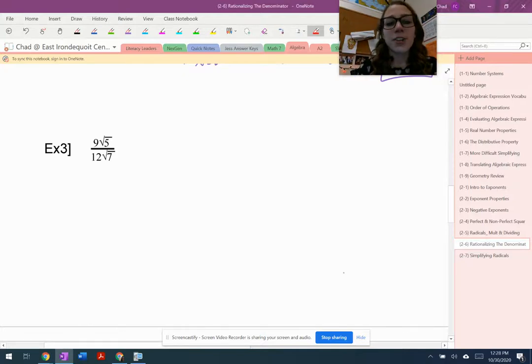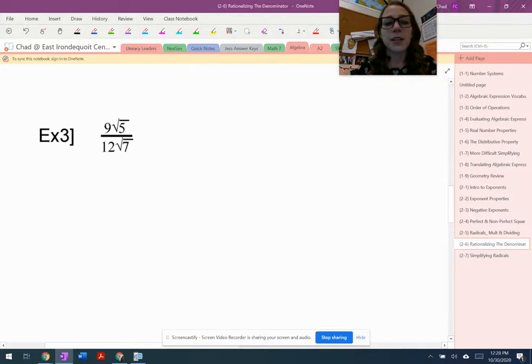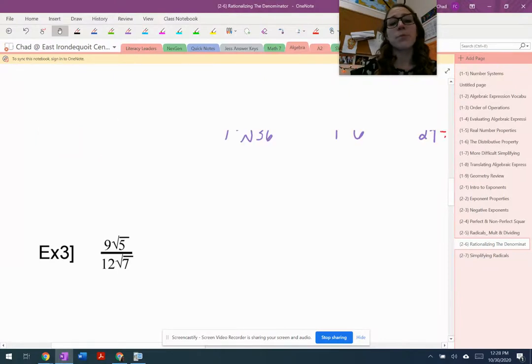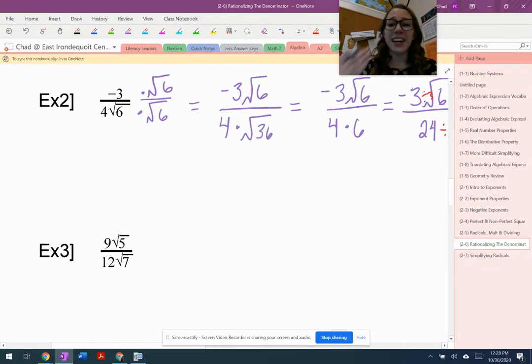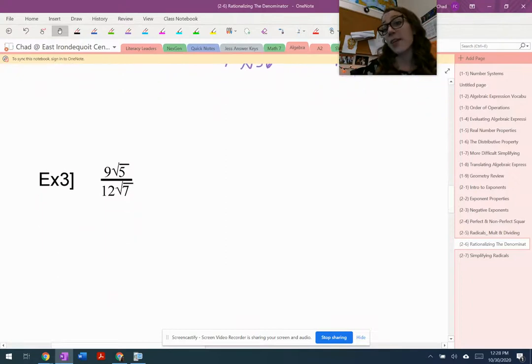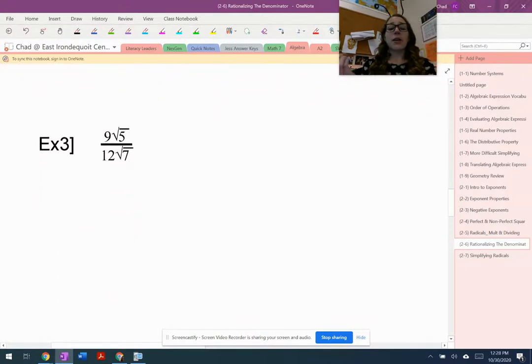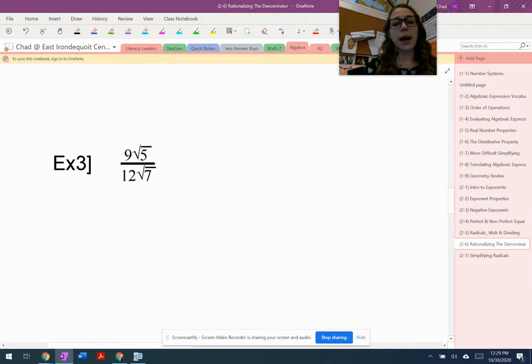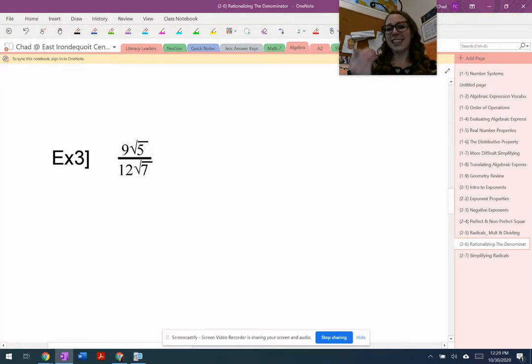Last example for 2-6, rationalizing the denominator. And this is just the most complicated one because it has both a number inside the radical and outside the radical on both the numerator and the denominator. So again, our goal here is to rationalize the denominator. And we do that by multiplying both top and bottom by the irrational number in the denominator.